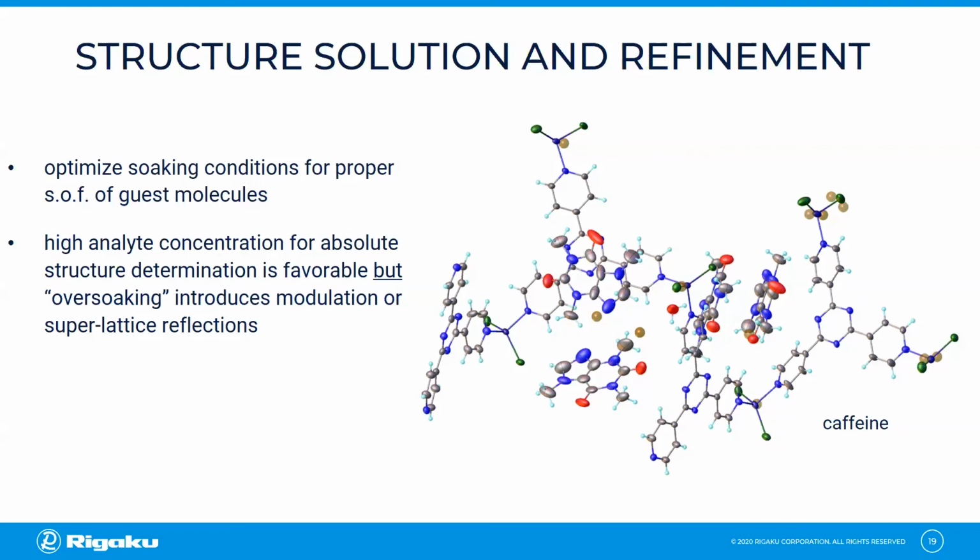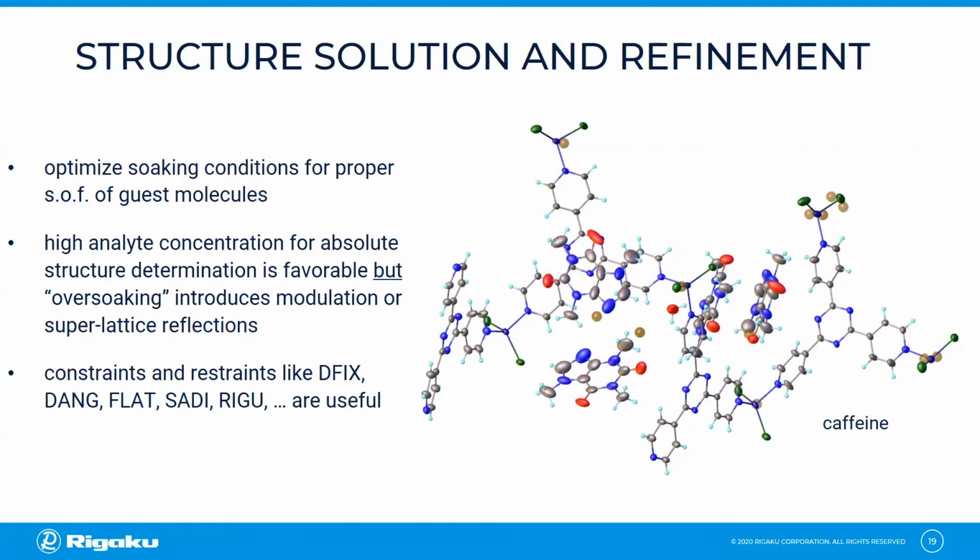Superlattice reflections or satellite reflections arise from improperly soaked, not thermally equilibrated crystals. Constraints and restraints are very useful in refinement of crystalline sponges and sometimes unavoidable to obtain a good structure model for your analyte.